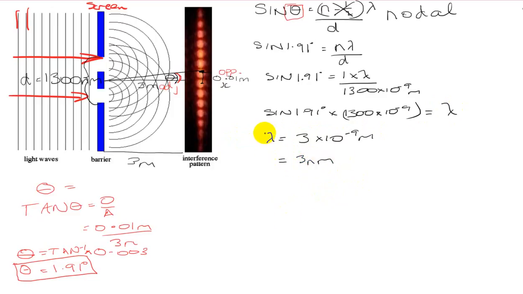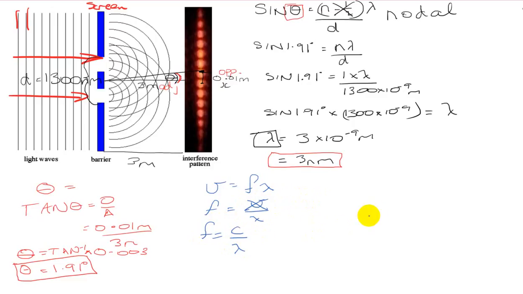Now once I've got the wavelength, which is 3 nanometers, I can use the formula that we did last term, which was the speed of a wave formula, and that formula was v equals f lambda. If I use this formula now, I can rearrange it for f, where the frequency is the velocity over the wavelength. Now the velocity, we know what the velocity is because it's light, and light is a constant velocity. And so we can say that f is c over wavelength, where c is the speed of light.